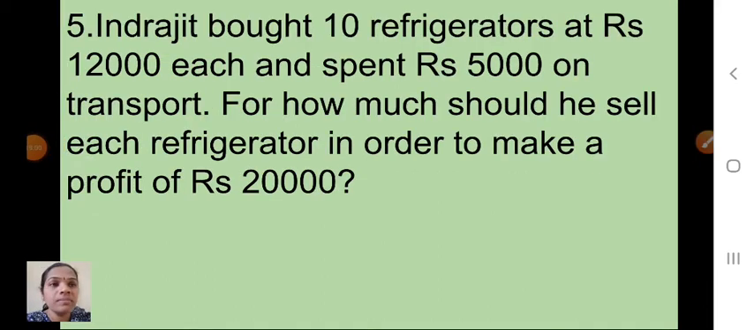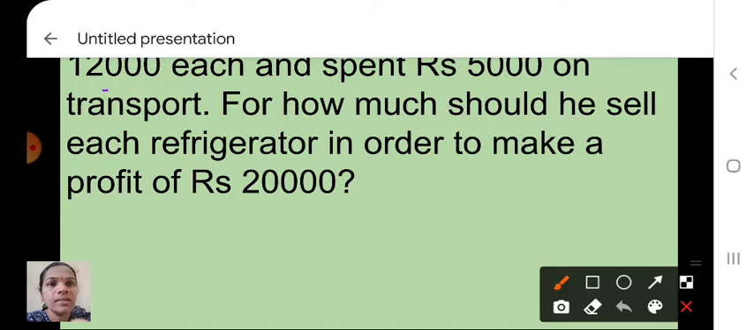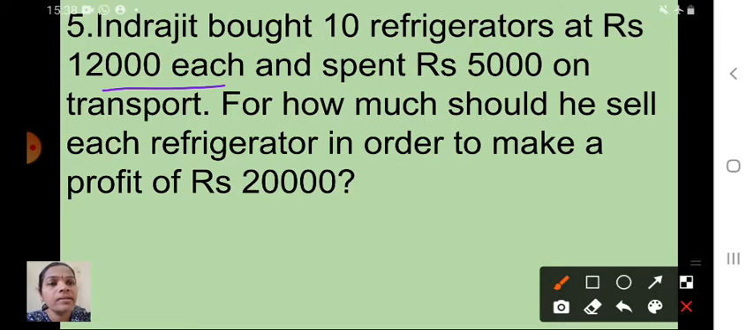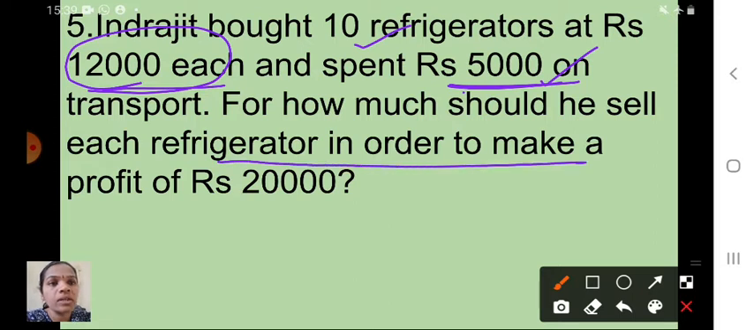So children, that same sum here, okay. Indrajit bought 10 refrigerators at rupees 12,000 each, okay, and spent 5,000 rupees on transport. So 10 refrigerator, total number of refrigerator, and the cost price of one refrigerator is 12,000. And for transport, he spent 5,000 rupees. For how much should he sell each refrigerator in order to make a profit? Yes, rupees 20,000. That same method.